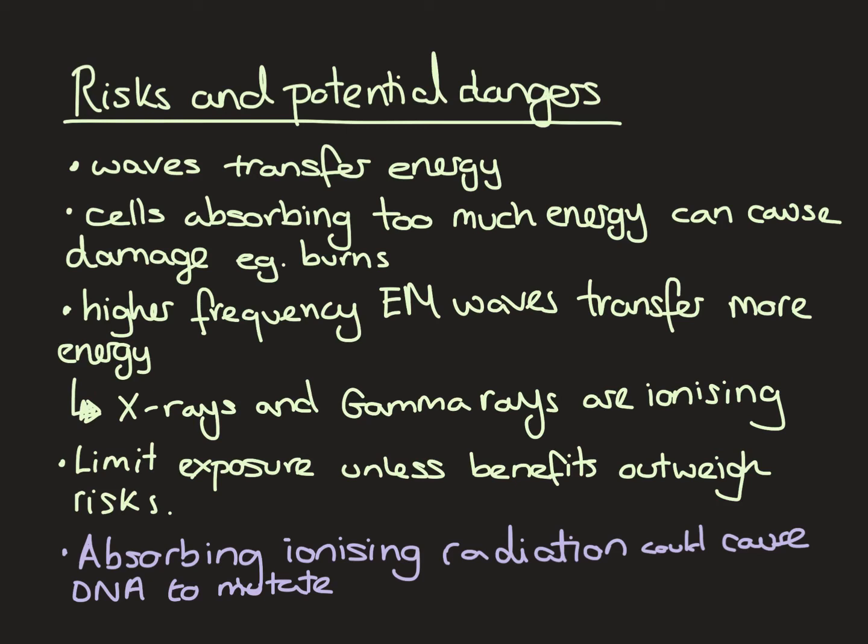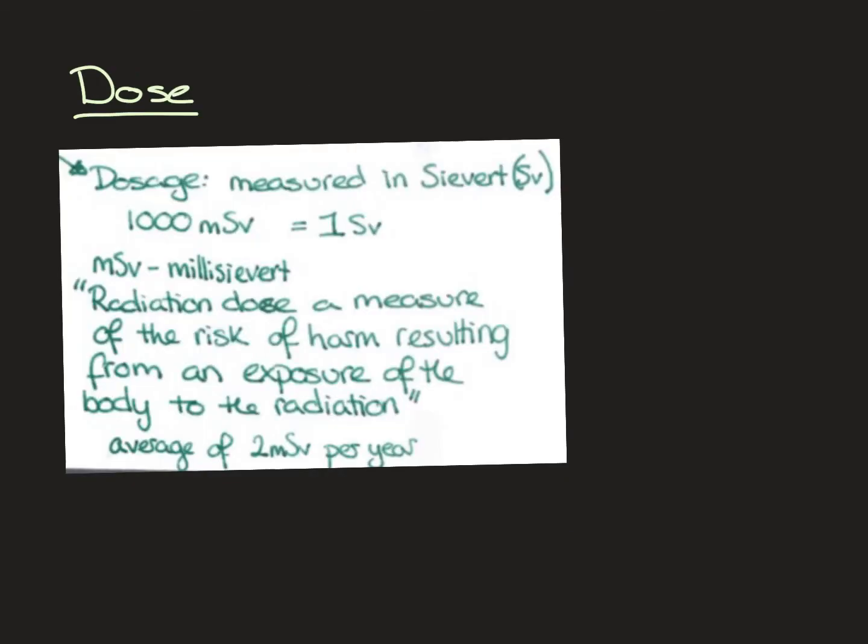And one way that we do that is by keeping track of how much we're exposed to by measuring our dose. So we're going to talk about dosage now. If we're talking about a dose of radiation, a radiation dose is a measure of the risk of harm resulting from an exposure to the body to radiation.